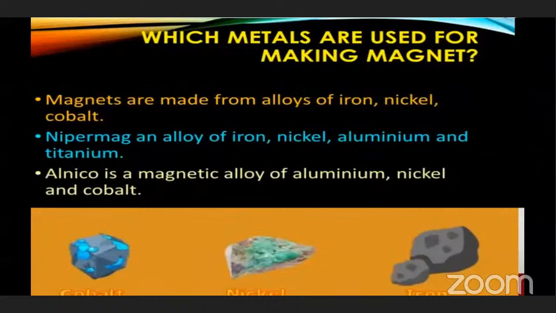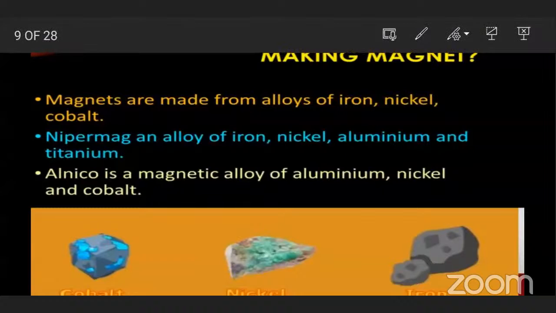Now, which metals are used for making magnets? See, these are the metals: cobalt, nickel, iron. From these metals, magnets are made. Nipermag, an alloy of iron, nickel, aluminum, and titanium. This is one type of magnet, Nipermag. Alnico, this is also one type of magnet. Alnico is a magnetic alloy of aluminum, nickel, and cobalt. So remember this. Magnets are made from alloys of iron, nickel, and cobalt.